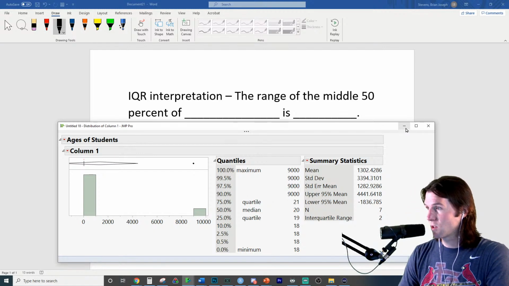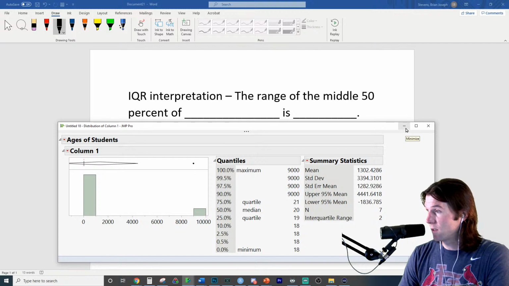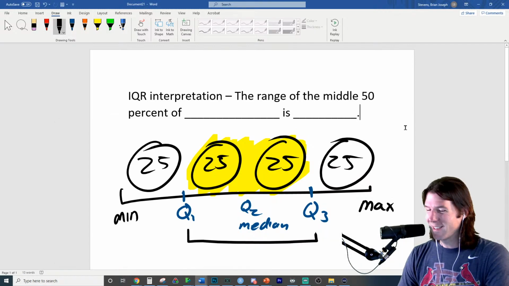So when you're talking about the tickets sold in millions, the range of the middle 50% of the tickets sold in millions is blank.